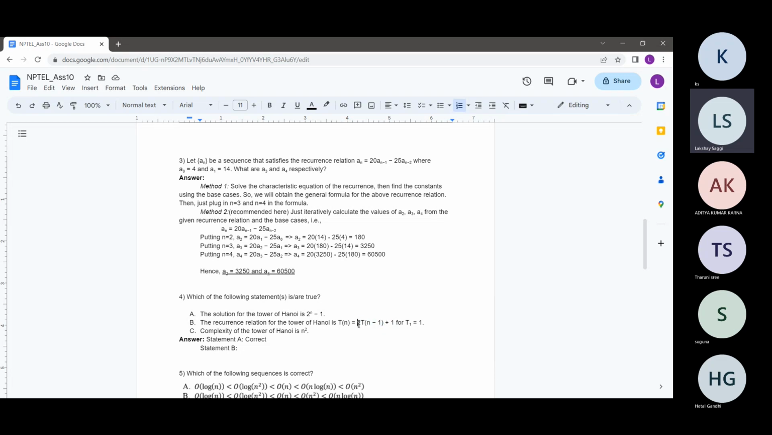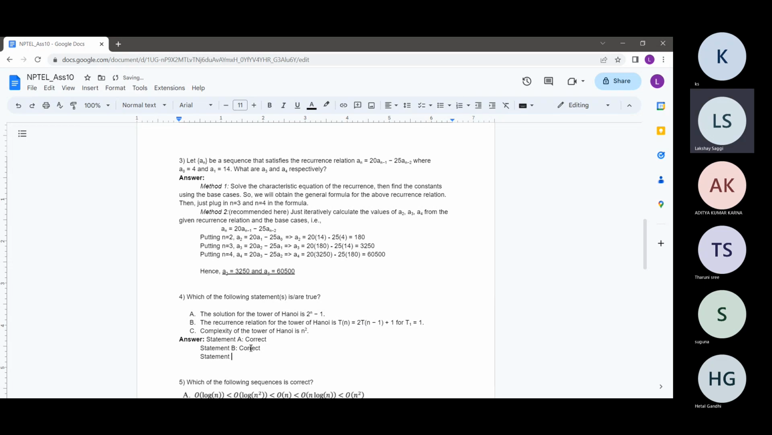So twice the work done to move the n minus 1 weights, and the one move taken for moving the nth weight. When moving just one weight, we just need one move. So T1 is 1 and Tn is 2 times Tn minus 1 plus 1. So this was also correct.